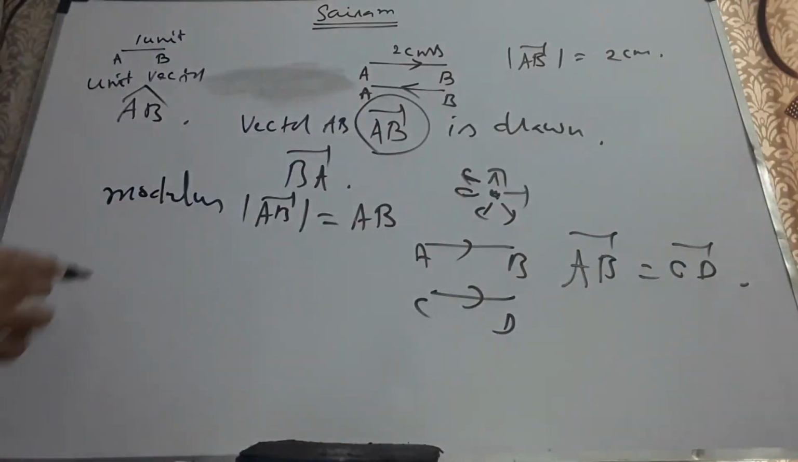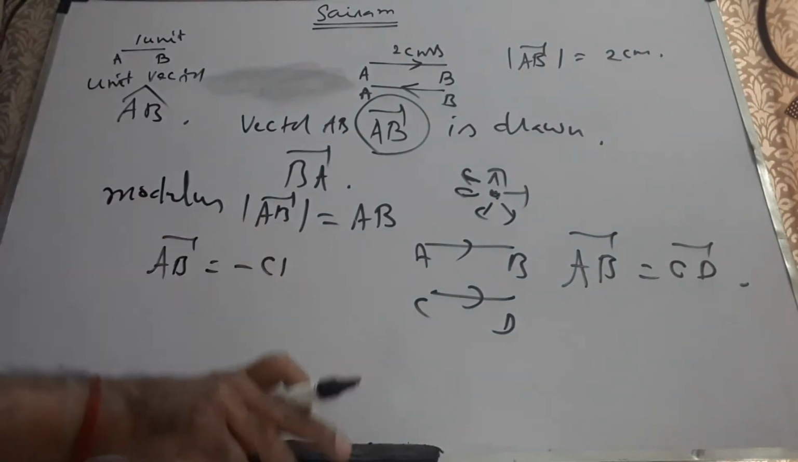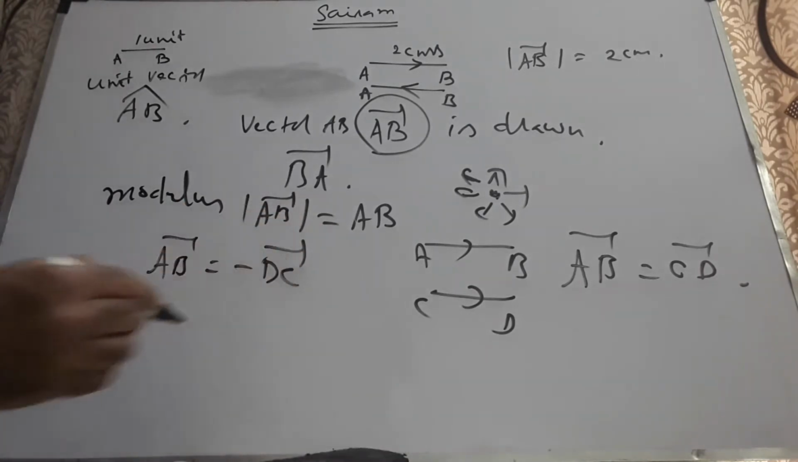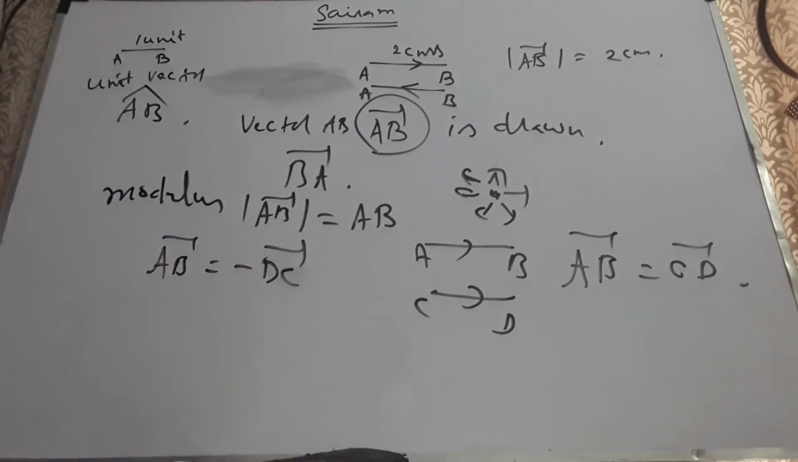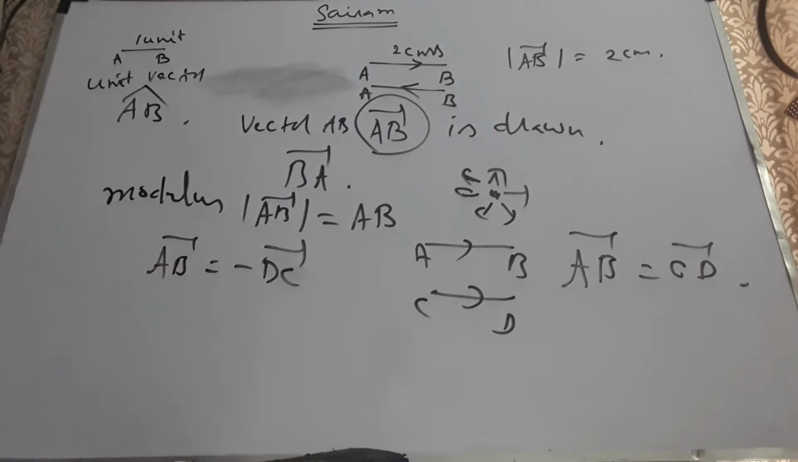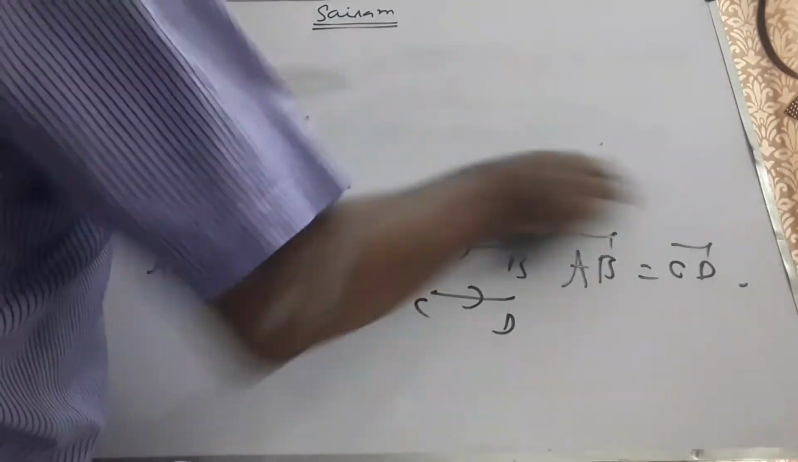See the diagram. On the other hand, this is minus DC vector. The length is the same, the modulus is the same, and the directions are just opposite each other. I mean to say they are negative vectors to each other. Okay, let it be. Just listen carefully.